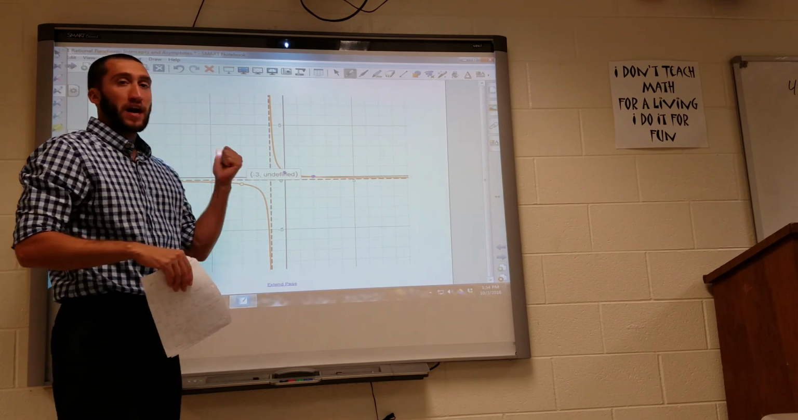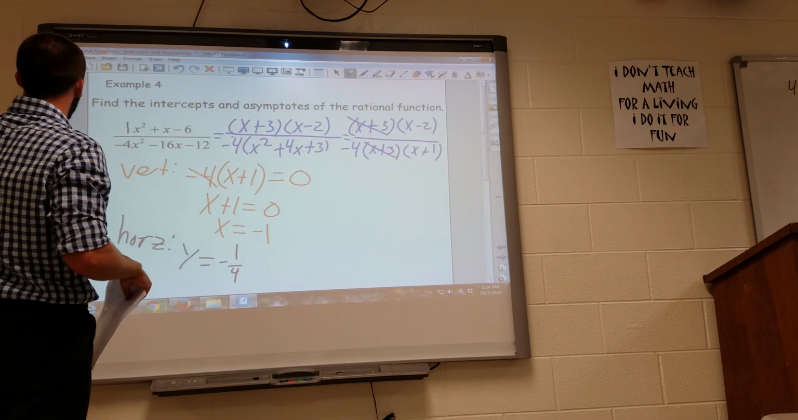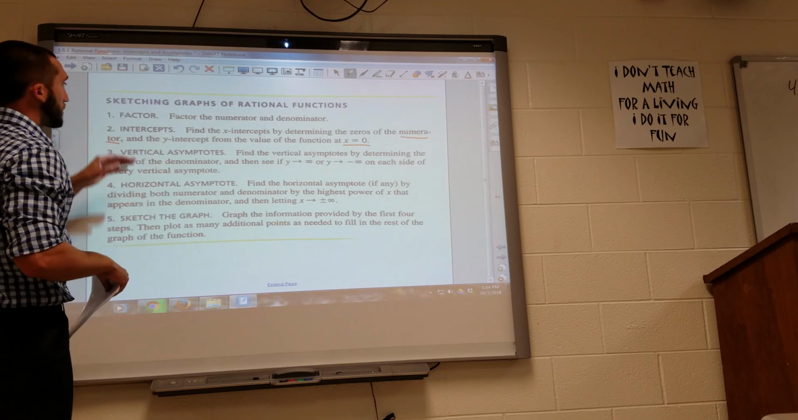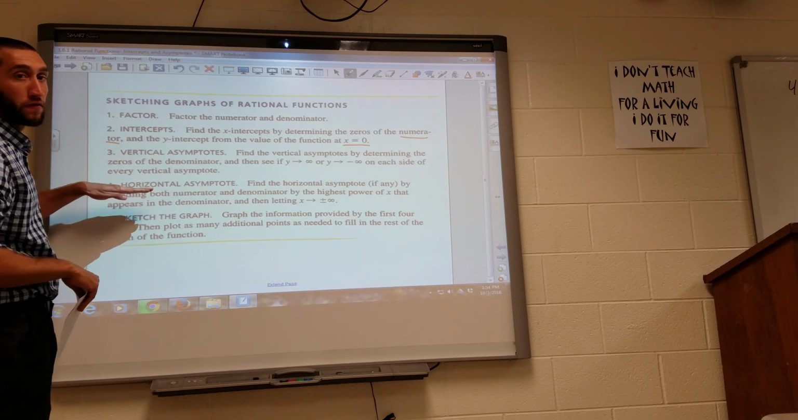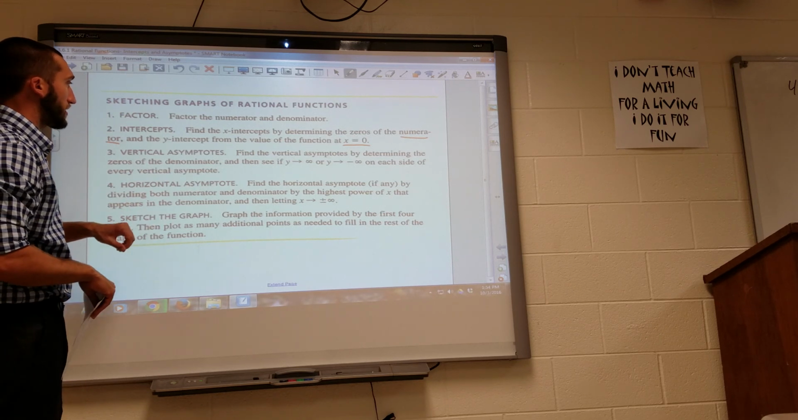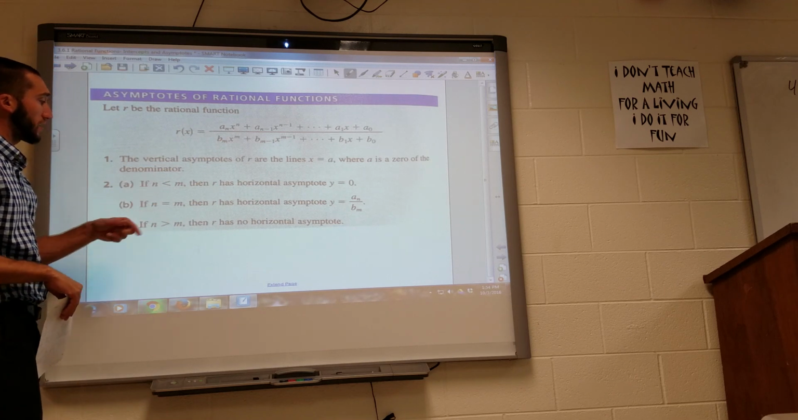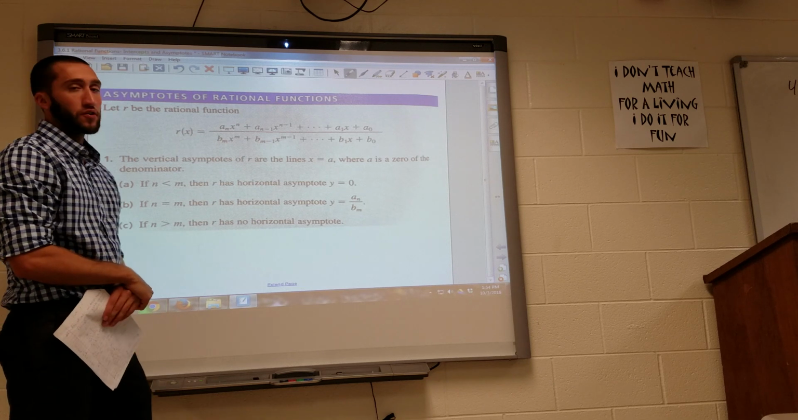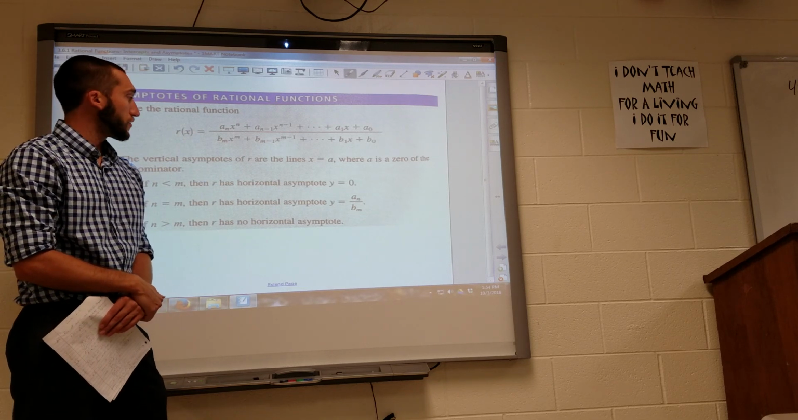And make sure you're checking back with the chart, both charts. This chart will break down sketching the graph. We just covered basically 1 through 4 today. We'll do 5 in the next lesson. And then make sure you're referring to this when you're doing your horizontal asymptotes, and just look at the largest degree in the numerator and denominator. So bring any questions you have with you to class tomorrow.